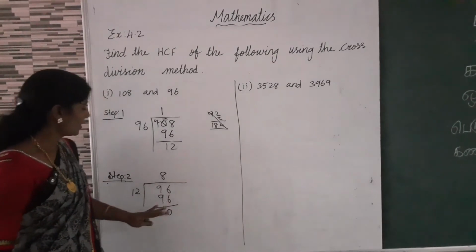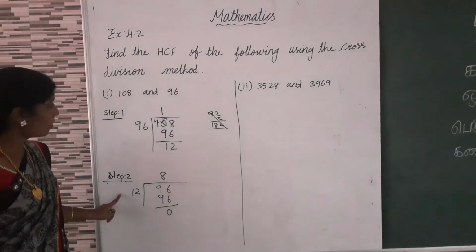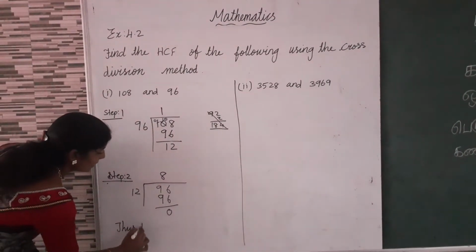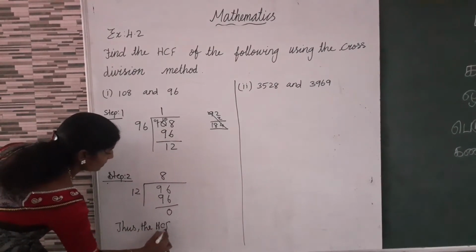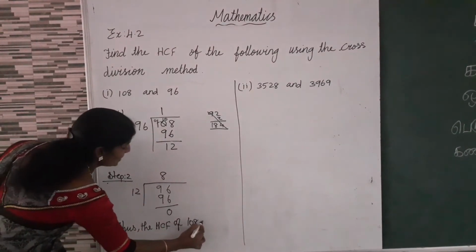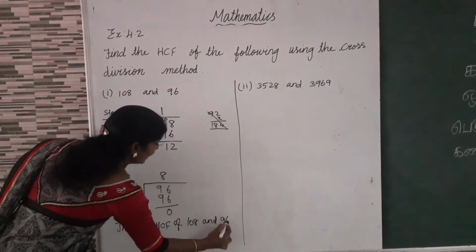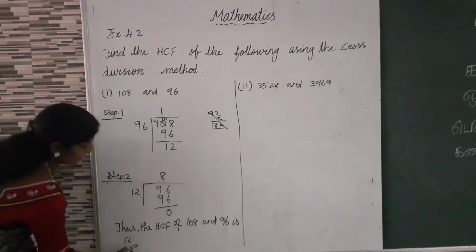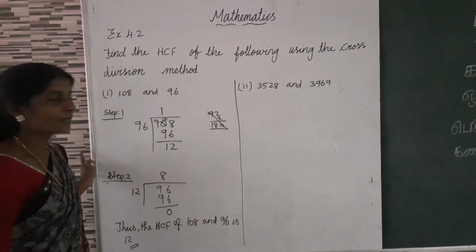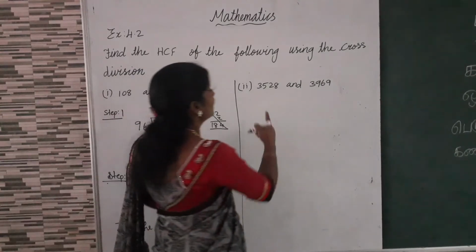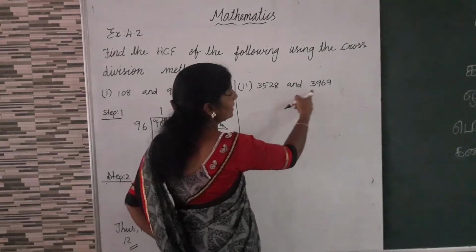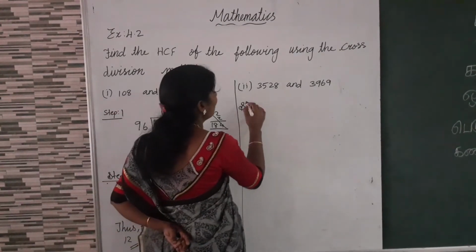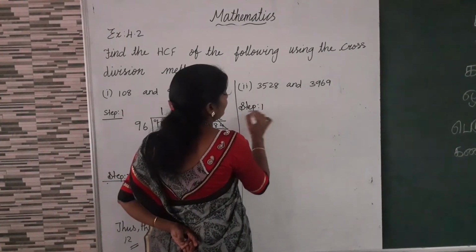So we can stop. Now here the last divisor is 12. So thus the HCF of 108 and 96 is 12. Are you clear? Then next question: 3528 and 3969. Now here, which is the bigger number?